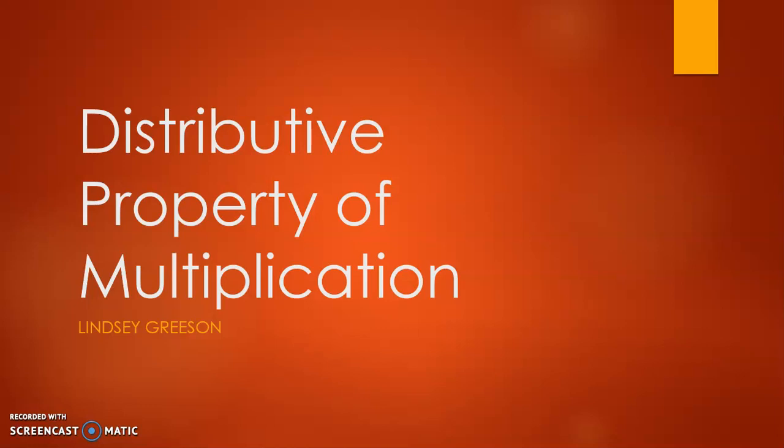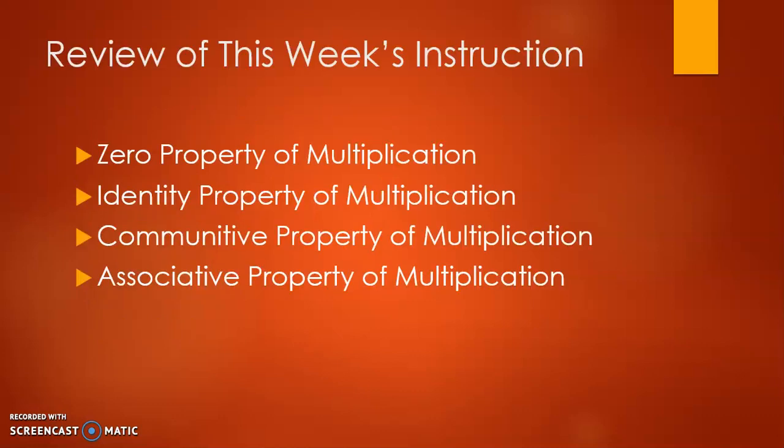Hey guys, today we're going to work on the distributive property of multiplication. Just to remind you, we've already looked at the zero property, the identity property, the commutative property, and the associative property. To remind you completely, the zero property is when you multiply numbers by zero, and they equal zero. So no matter what you times by zero, the answer is always going to be zero.